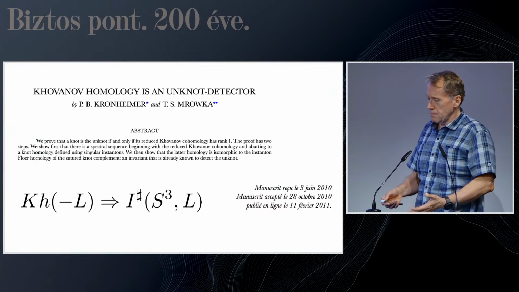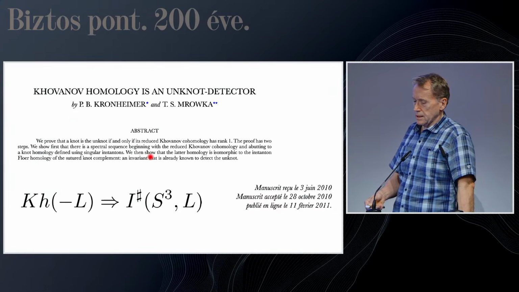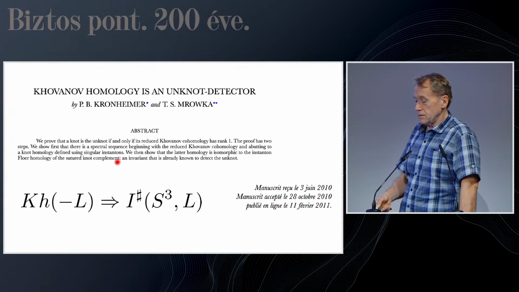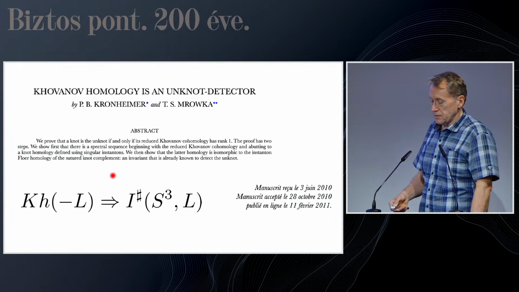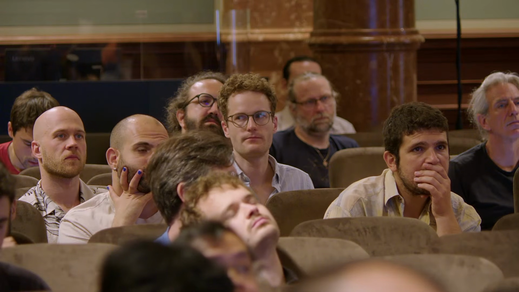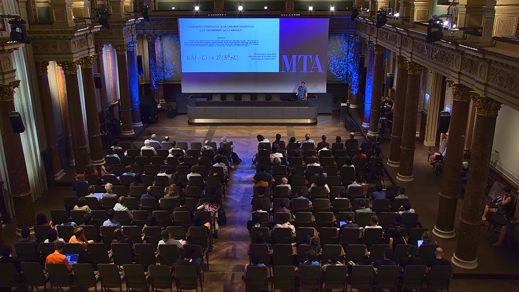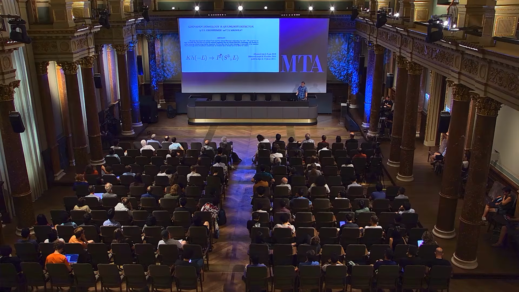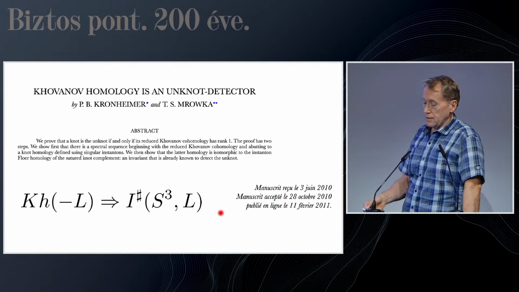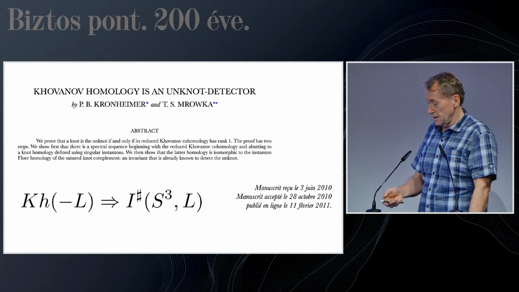Now taking a step back, still working in the context of unknots, Peter and I were able to prove, inspired by Ozsváth and Szabó, that there was a spectral sequence to the instanton Floer homology of a link in the 3-sphere in this based setting. That's this I sharp for SU2. And because we already knew that the instanton Floer homology detected the unknot, we could conclude that Khovanov homology detected the unknot.